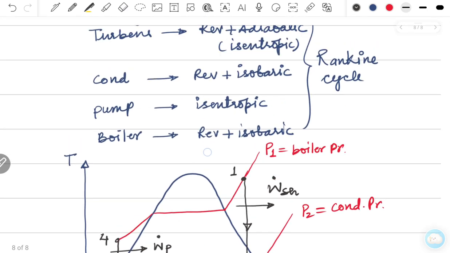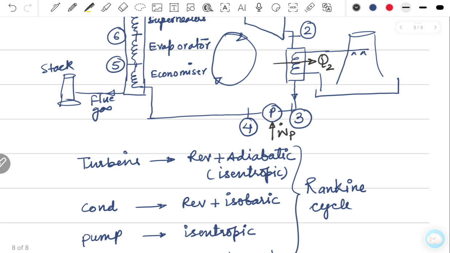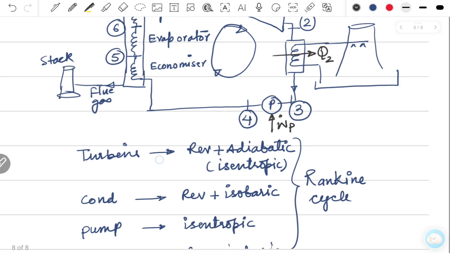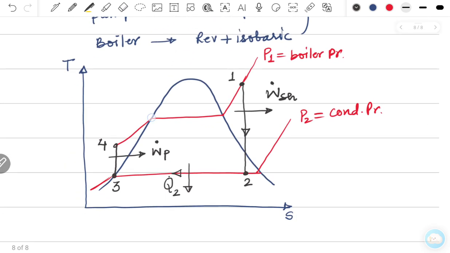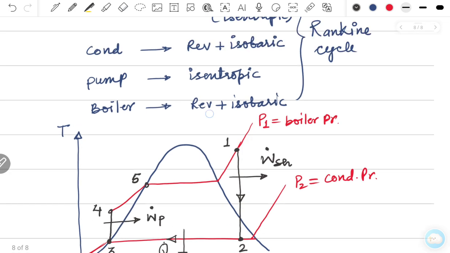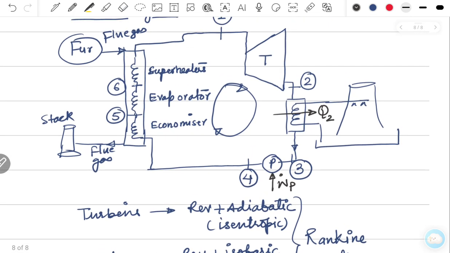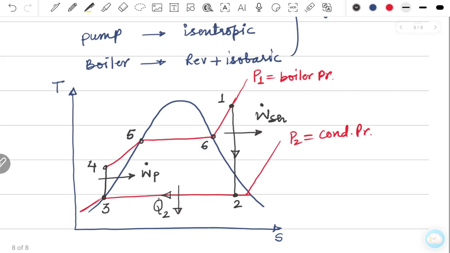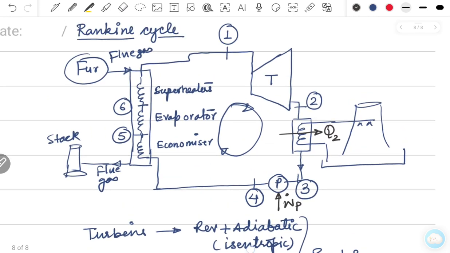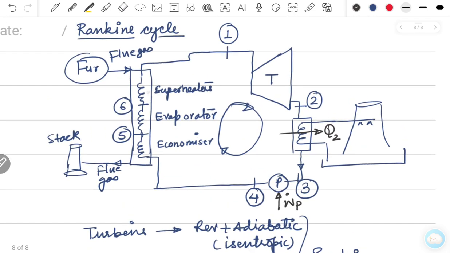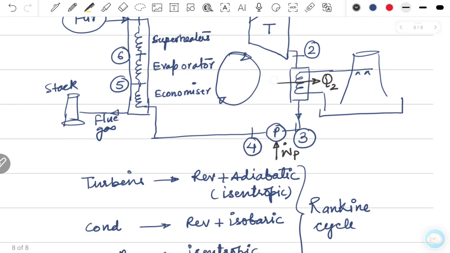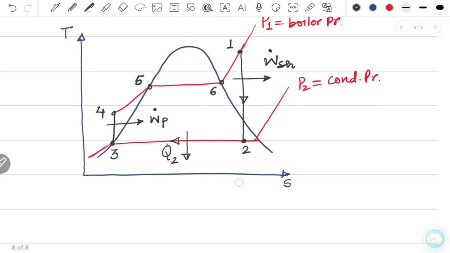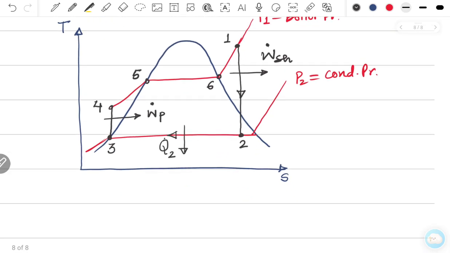Then from 4 it moves to the economizer, where constant pressure heating takes place up to the saturated liquid state. This is 5. Then from 5 to 6 there is phase change from liquid to vapor. This is 6. And then from 6 to 1 there is superheating from saturated vapor to superheated vapor, and that happens in the superheater. So that is what your Rankine cycle is in a TS diagram.